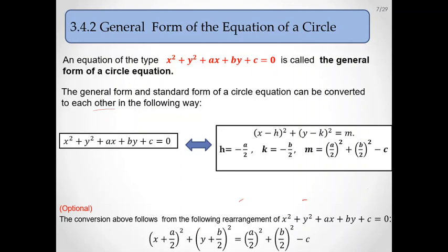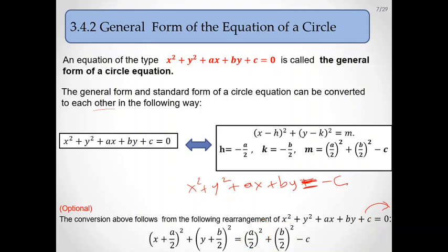Now, if you ask where this comes from, indeed this conversion comes from this rearrangement. If you subtract and add some necessary numbers like a over 2 squared and b over 2 squared, and send c to the other side. Okay, I want to explain it to you. This x squared plus y squared plus ax plus by plus c. I will send c to the other side, negative c it will be.